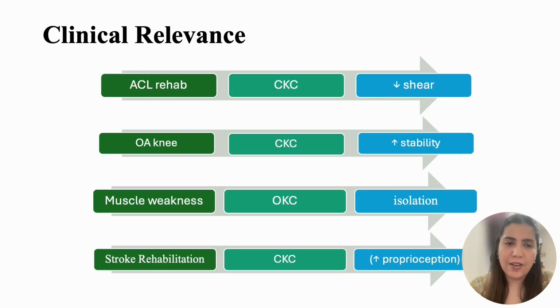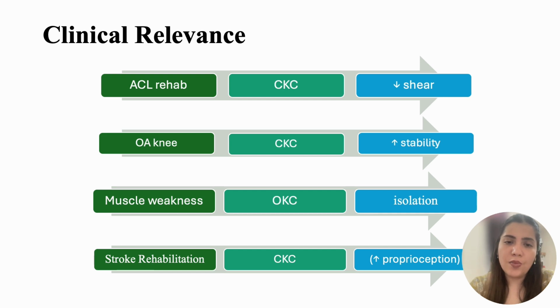In this slide, I have added some typical clinical conditions along with the preferences for open or closed kinematic chain exercises and their reasoning. For anterior cruciate ligament post-operative rehabilitation, closed kinematic chain exercises are usually preferred in order to decrease the shear forces. In osteoarthritis knee, closed kinematic chain exercises are preferred to increase stability at the joint.